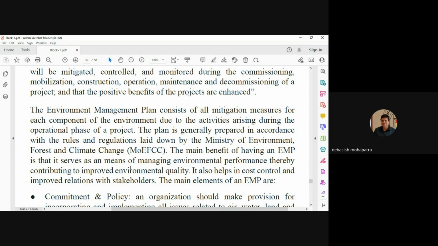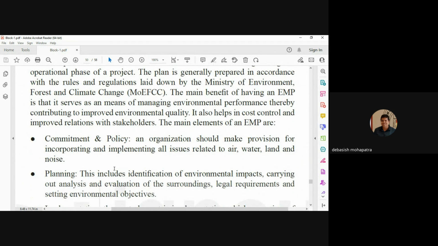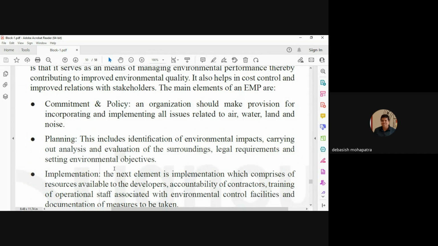The main benefits of having an EMP is that it serves as a means of managing environmental performance, thereby contributing to improved environmental quality. It also helps in cost control and improves relationships with stakeholders. So the main elements are commitment and policies. An organization should make provisions for incorporation and implementation of all issues related to air, water, land and noise. Then planning. This includes identification of environmental impact, carrying out analysis and evaluation of surroundings, legal requirements and setting environmental objectives.